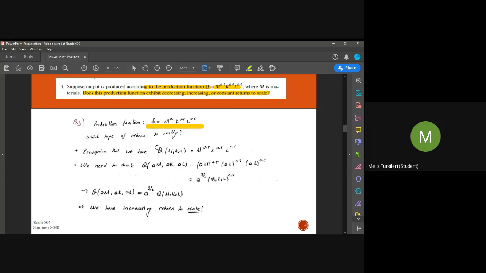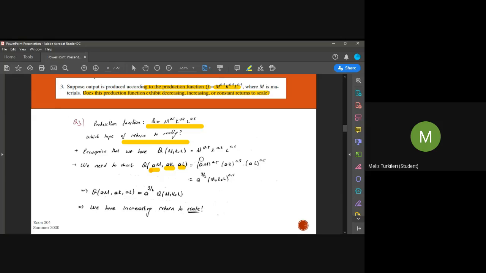Again, I have the production function. I wrote it from the question. And I try to find out the type of return to scale. How can I find out this information? How can I find out the solution? Again, I can take a constant, assume that I'm going to increase our inputs by constant A. I'm going to use A times M, A times K, and A times L as inputs. And now I need to observe the output levels.